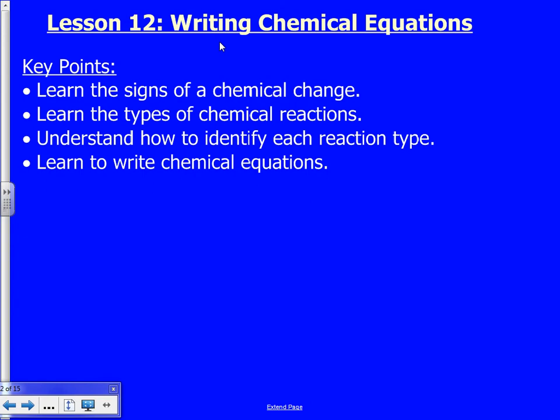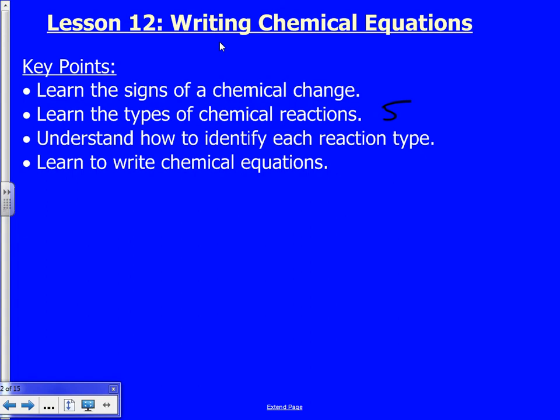Now, the types of chemical reactions, we're going to go over the basic 5. There are basically 5 types that we'll talk about. Understand how to identify each reaction type. They all have a unique setup or a unique pattern, which makes them easy to identify. And then lastly, how to write chemical equations.